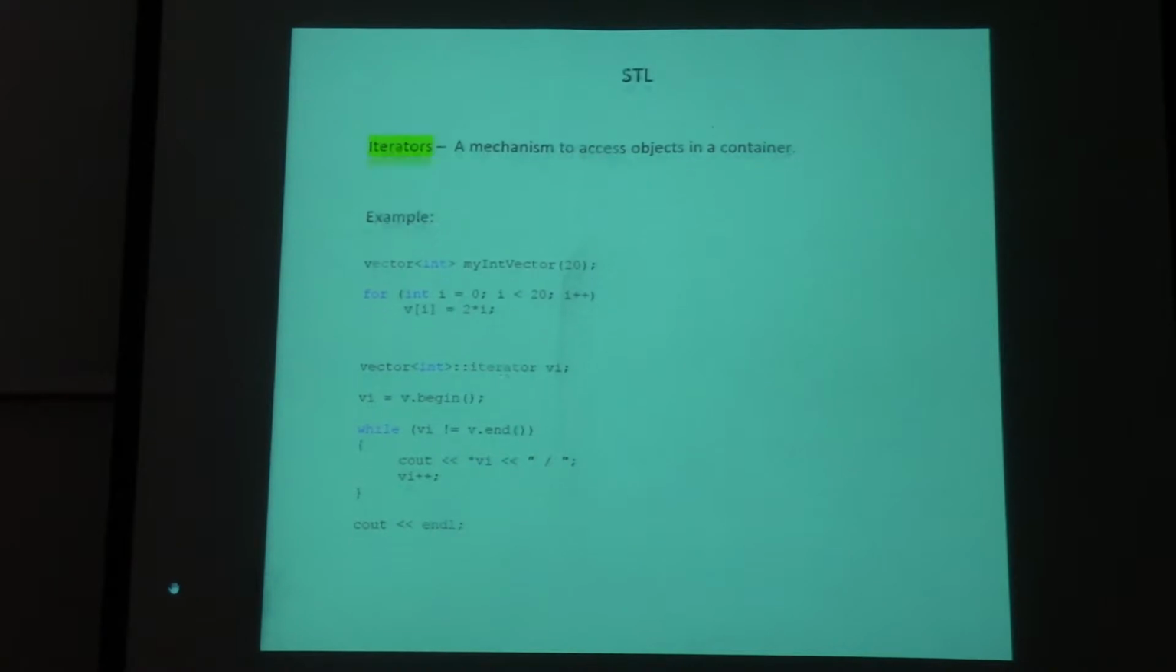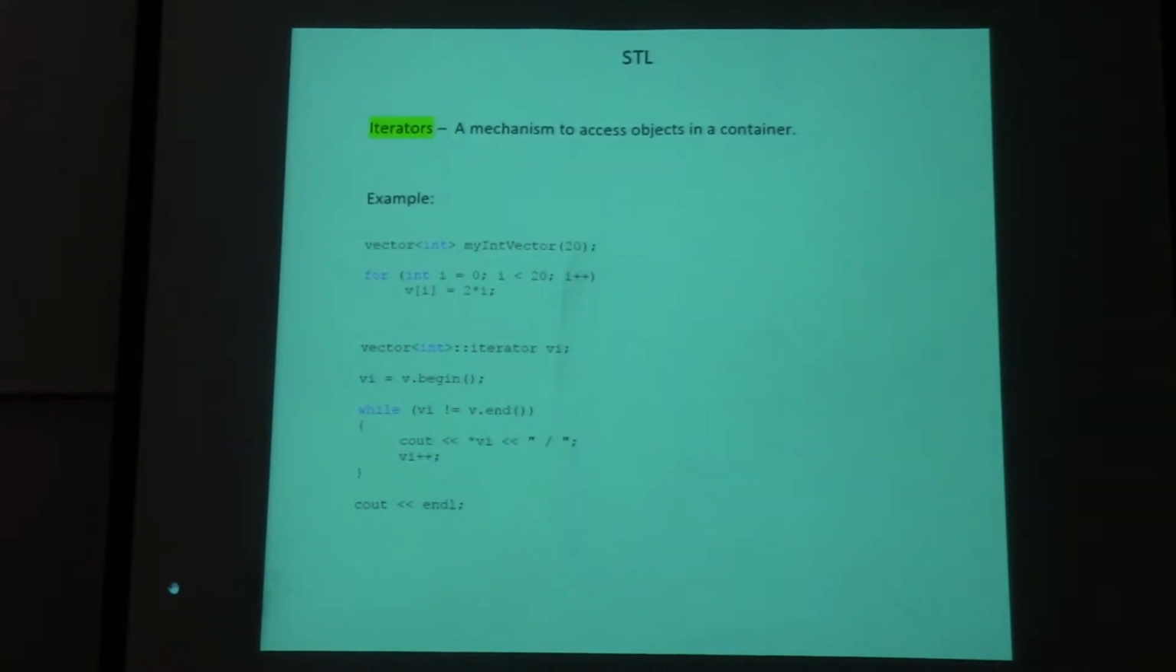Okay, so let's take a look at iterators. Here we go. vector<int> myIntVector(20); for int i equals 0 to 19, v[i] is equal to 2 times i. Does everybody understand what this code is doing? Yes? Okay, so I'm creating a vector of size 20, and I'm initializing all the values. What's the value of v[19]? 38, okay, good.